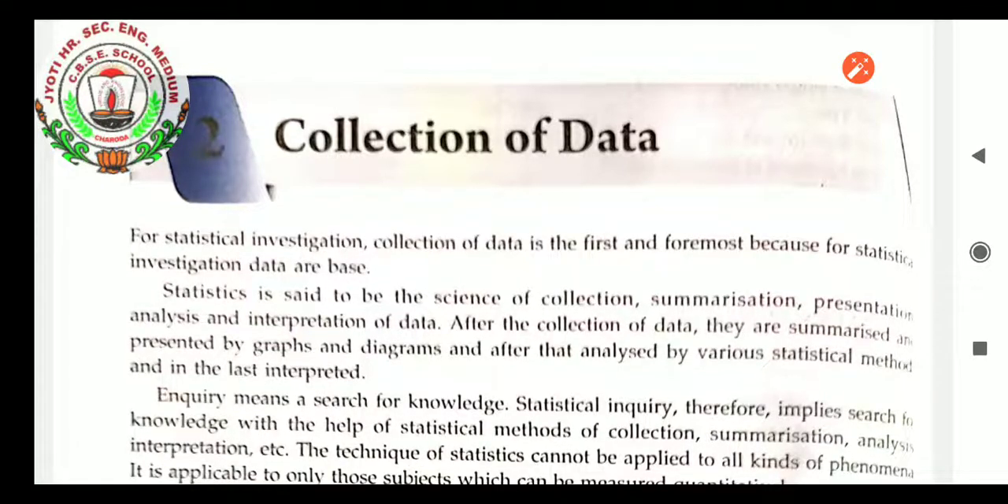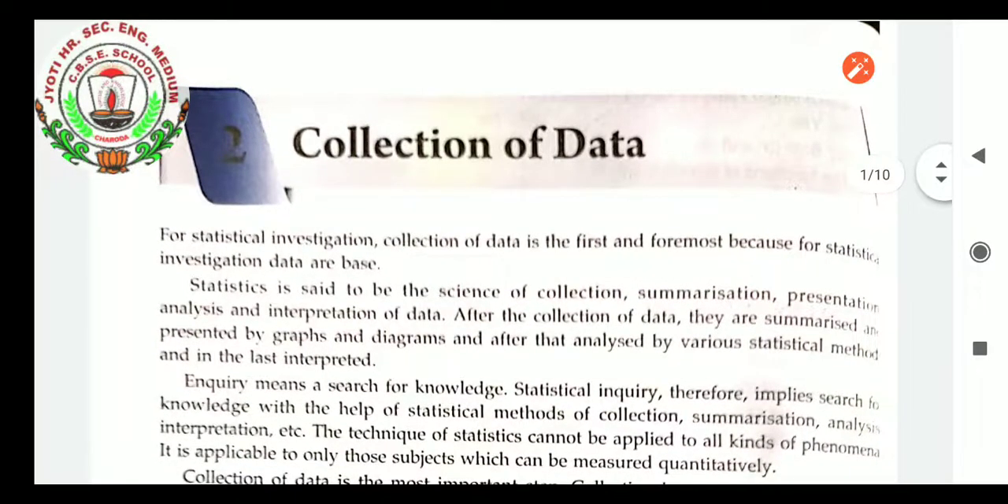For statistical investigation, collection of data is first and foremost, because for statistical investigation data are the base. Investigation data, what is it? The data which we are collecting on the basis or the criteria of the objective of selecting it, means for what aim we are selecting the data, what is the aim of collecting. That investigation will be known as statistical investigation.